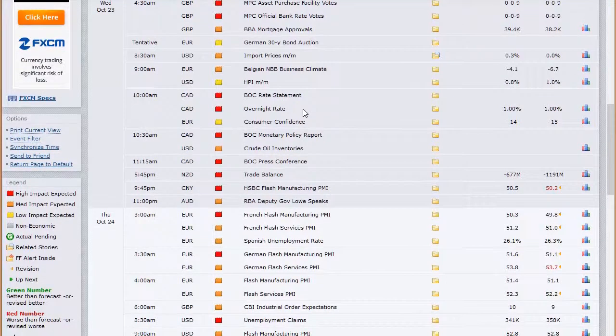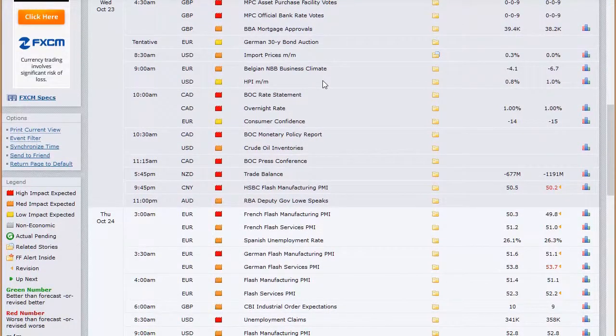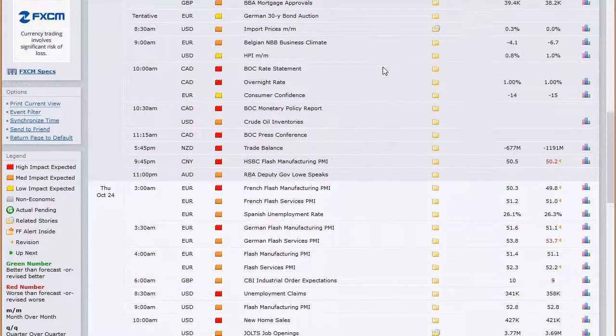You got a MPC, or official bank rate votes. Not sure what that is. Never seen that one before. U.S. import prices and export prices Wednesday morning. HPI out of the U.S. Belgian NBB business climate out of Europe, not a big deal.